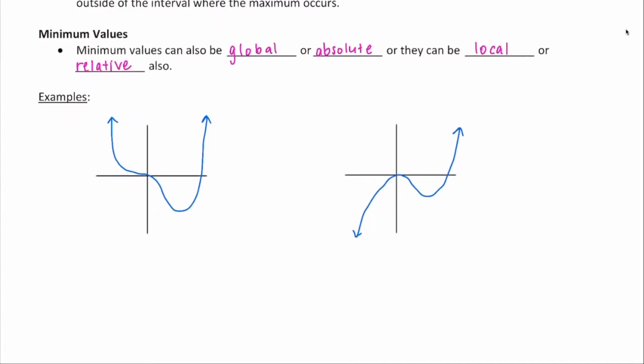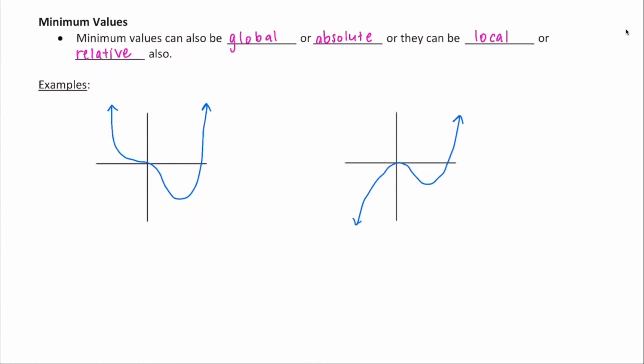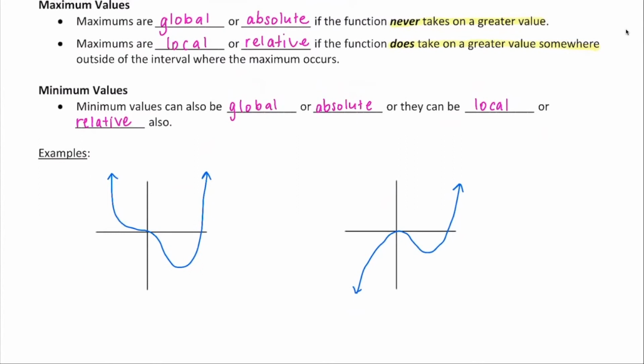So I have 2 functions here, and we're going to look at what a local or a relative min or max looks like and what a global or absolute min or max looks like. So the first thing I want to notice is that we have these things called turning points where our function is changing directions. And that's another good thing to notice. So I'm going to write that down.